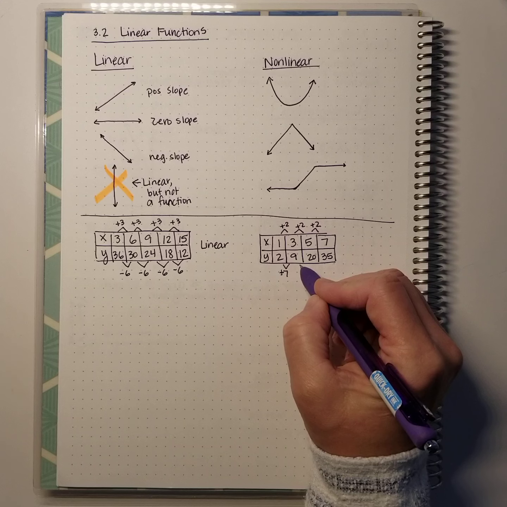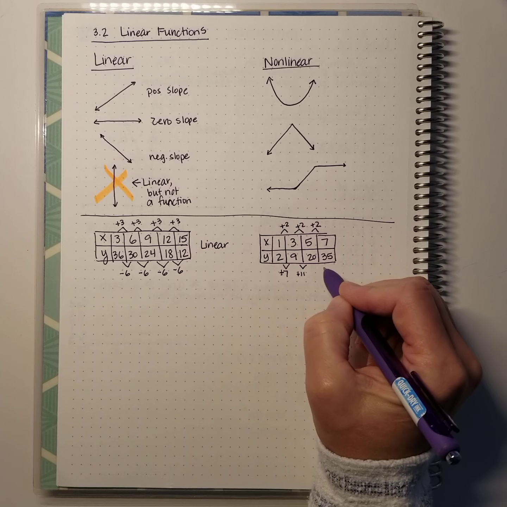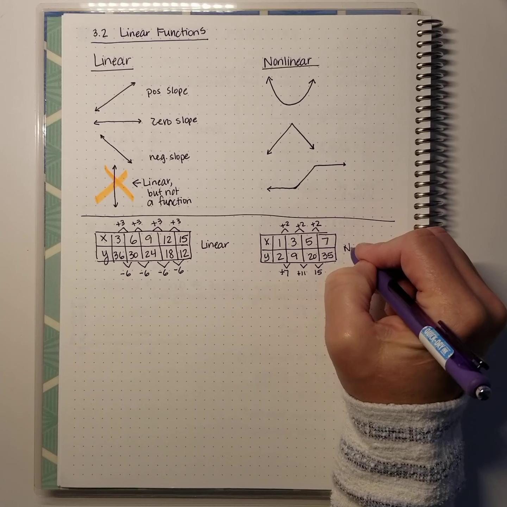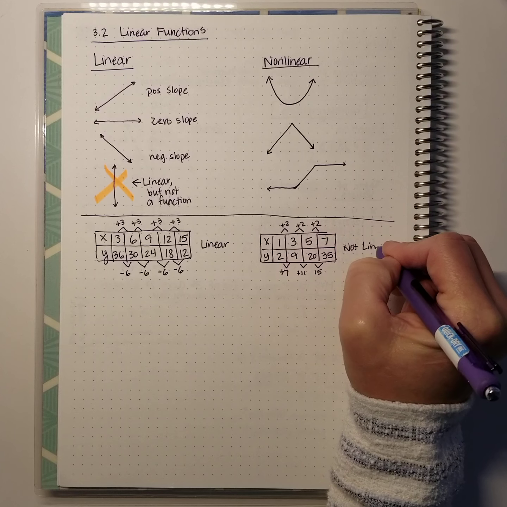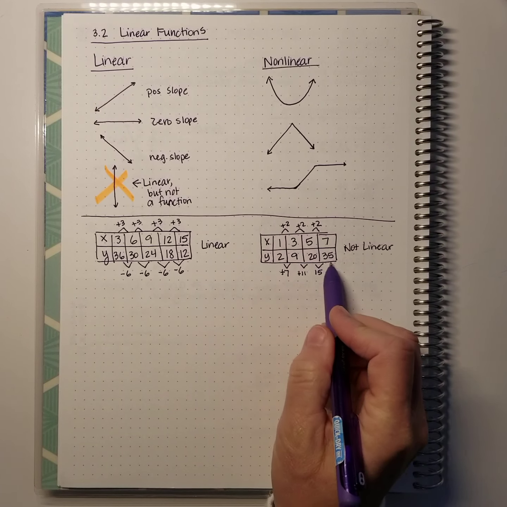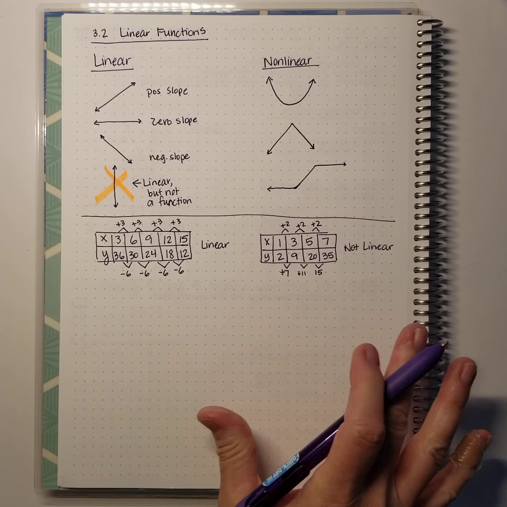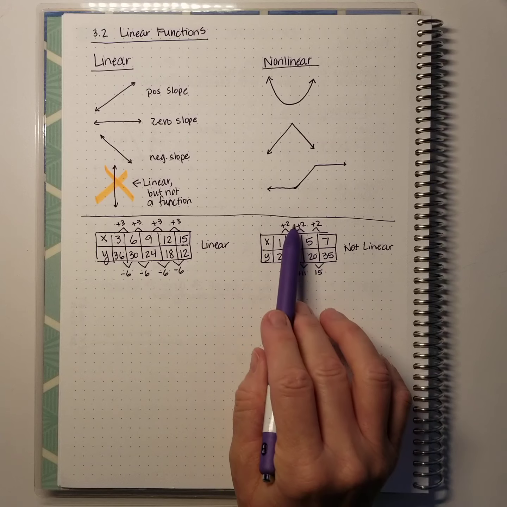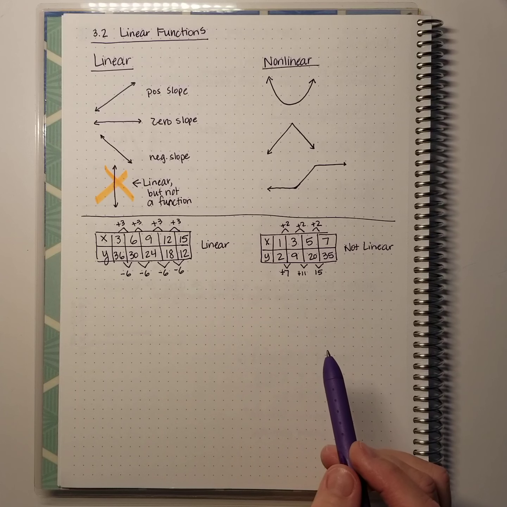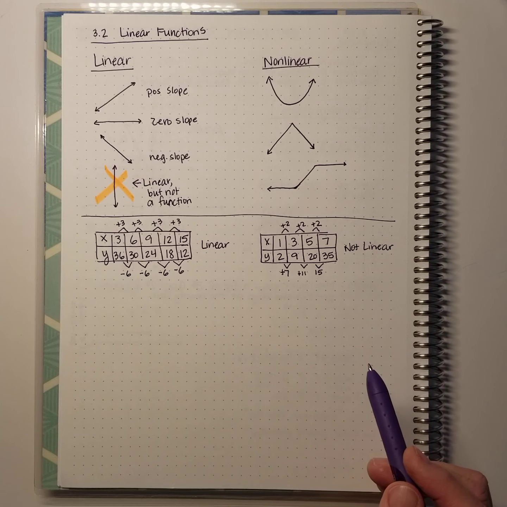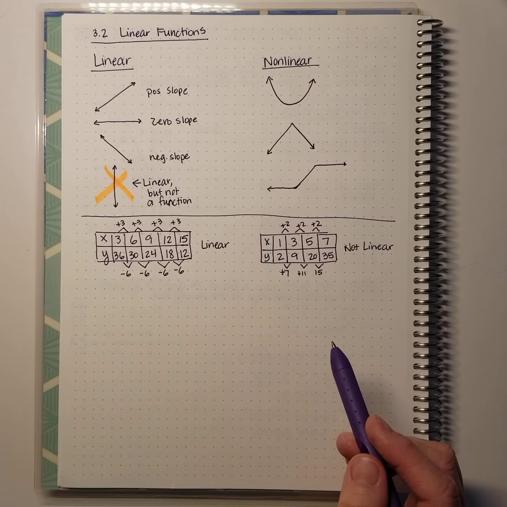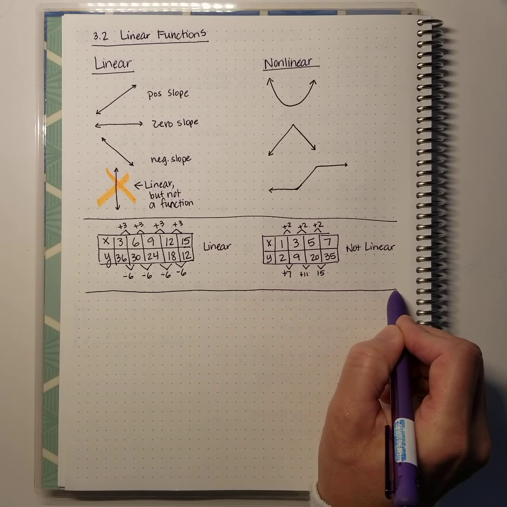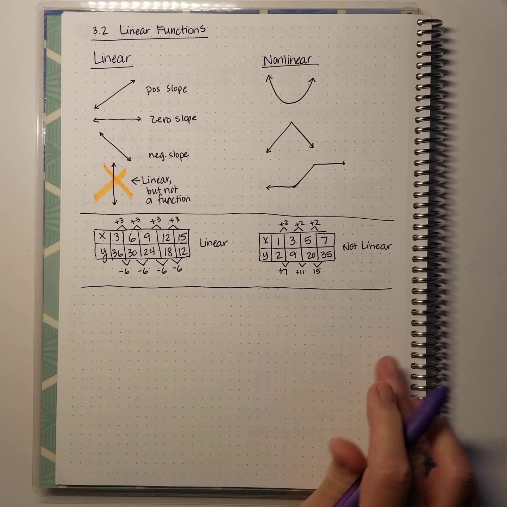So here we're adding 7. Here we're adding 11, and here we're adding 15. So this would be not linear. So you have to check that. Sometimes we see a pattern, but that doesn't mean it's a linear function. To be linear, it has to always be adding or subtracting the same amount. Okay. So that's from a table of values or a list of values.